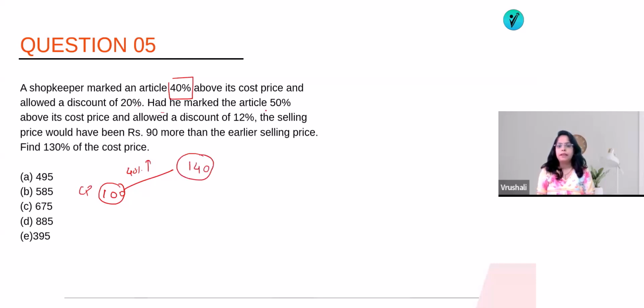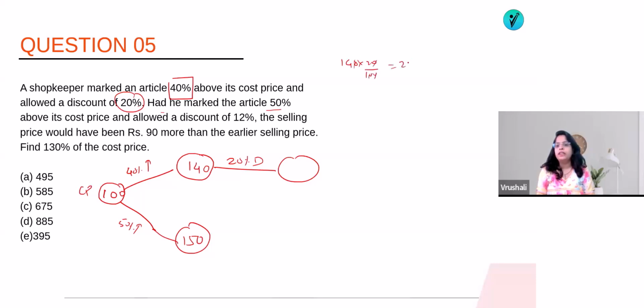And the second marked price is 50% above, that means 150. Now what are they saying? If they are giving a 20% discount, what will be the 20% discount of 140? 140 ka 20% is equal to how much? 28 rupees. If 28 is the discount, what will be the SP?